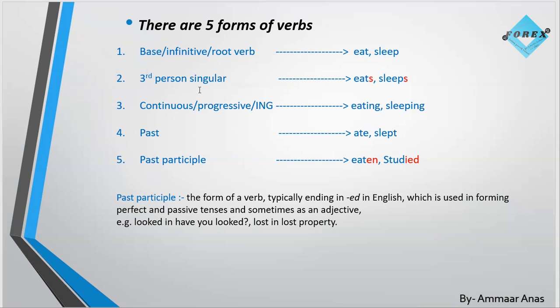Third person singular is when a third person speaks about the verb, like eats or sleeps, like he eats very quickly. The continuous, progressive, or ing form is to add ing at the end of each base verb. The past is which has finished. He ate rice. And the past participle is the form of a verb typically ending in ed in English, which is used in forming perfect and passive tenses, and sometimes as an adjective. Past participle is when you add en or ied or ed, so you just have to get the basic idea of it.